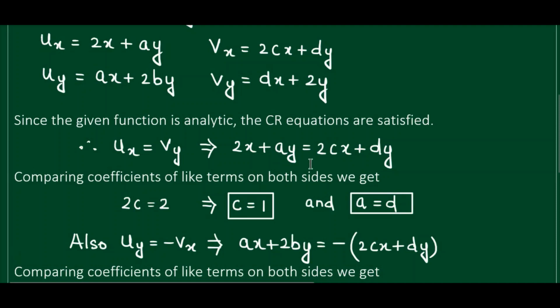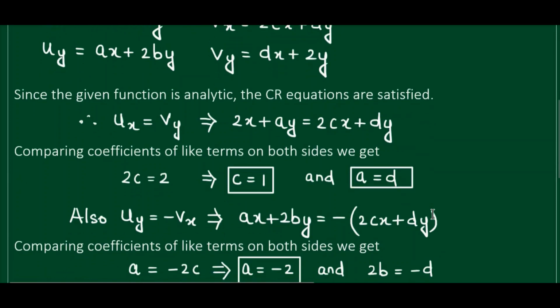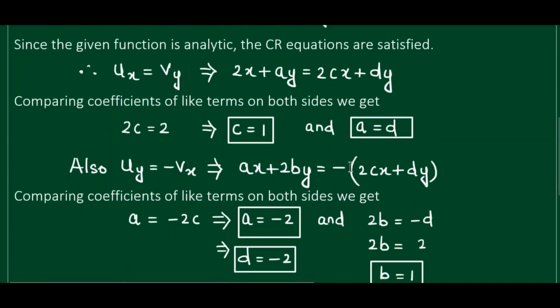x on both sides, and then you get 2c is equal to 2, which is c is equal to 1, and comparing the coefficients of y on both sides, you get a equal to d, that is a and d both are same. Now make use of the second CR equation, uy equal to minus vx, and then equate in this. So you get this equation.